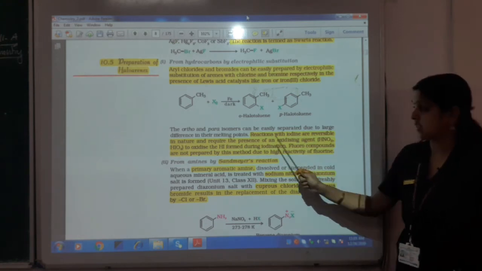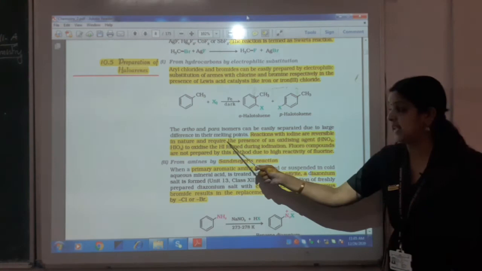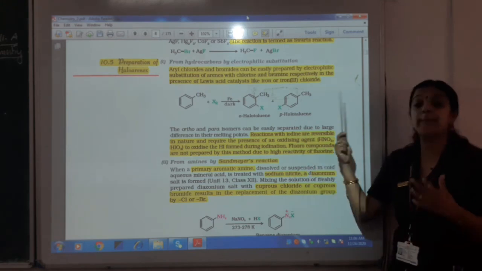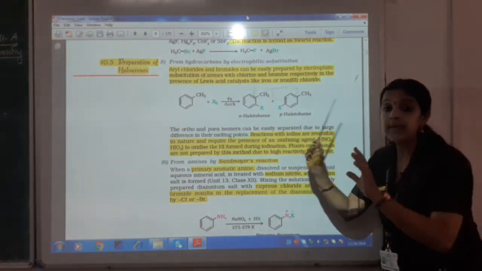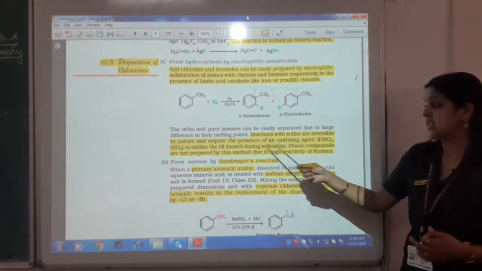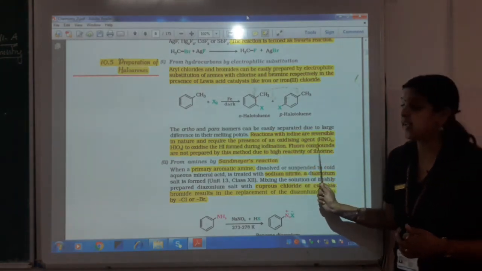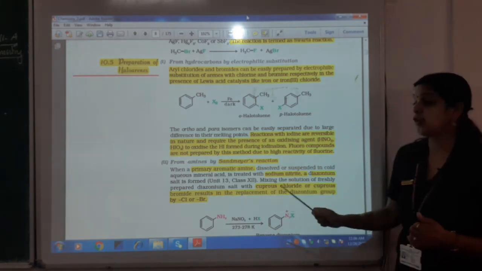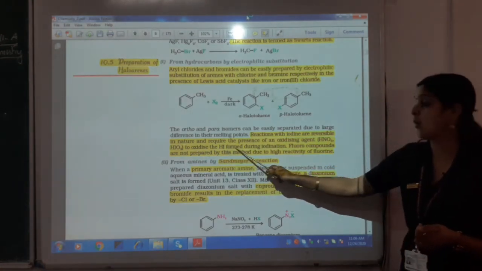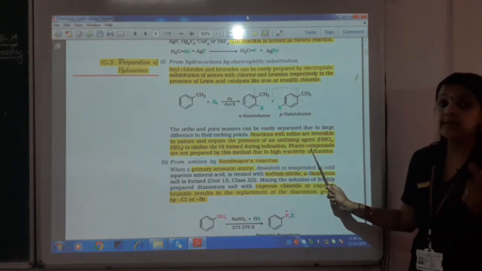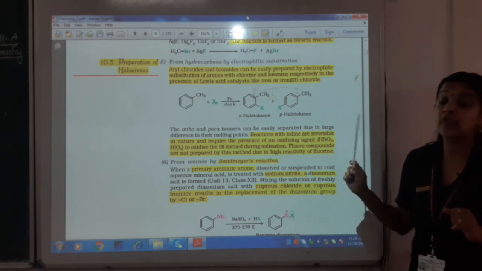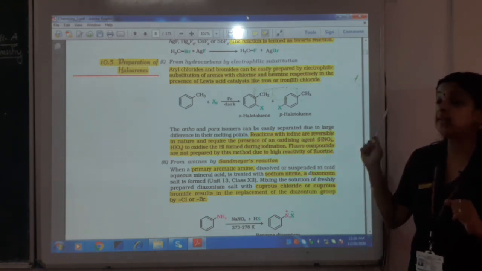Now this is very important. Reactions with iodine are reversible in nature, so they require the presence of an oxidizing agent. Our purpose is to get the product, that is haloarenes, but if it is reversible, the product I get will immediately give back my reactants. So I use an oxidizing agent like nitric acid or HIO4 to prevent the reversibility, to oxidize the HI formed during the iodination. And most important, fluoro compounds cannot be prepared using this method. I don't use electrophilic substitution for preparing fluorine compounds.